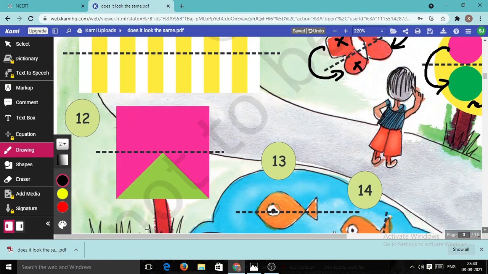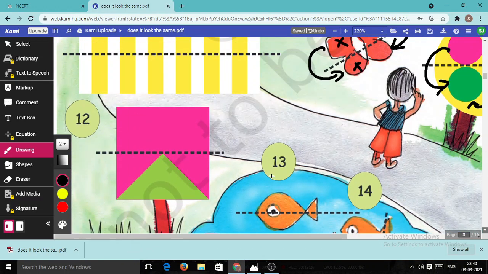Again, figure number 12. Here a triangle is given to us. Look here.